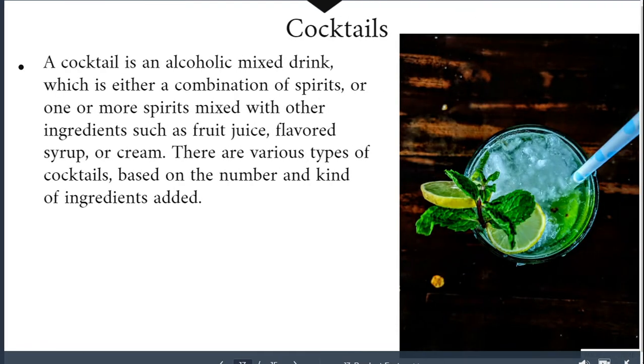Moving ahead, we have cocktails, which are compound beverages. A cocktail is an alcoholic mixed drink, which is either a combination of spirits or one or more spirits mixed with other ingredients such as fruit juice, flavored syrups, or creams. There are various types of cocktails based on the number and kind of ingredients that are added. But to give examples, we have classic cocktails like Martini, Margarita, Cosmopolitan, and Mojito.